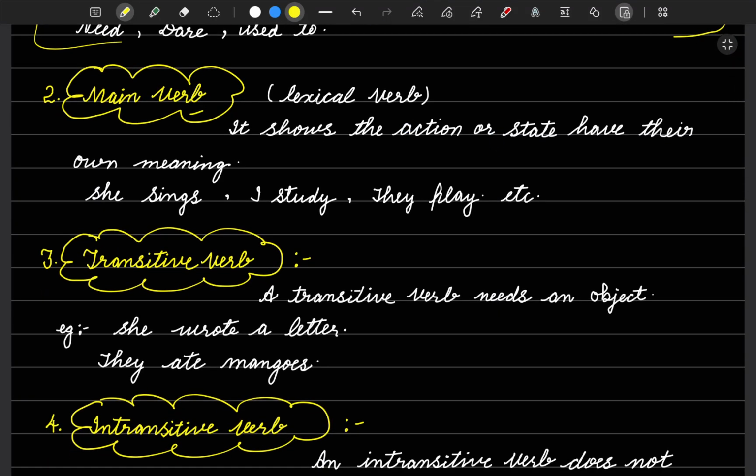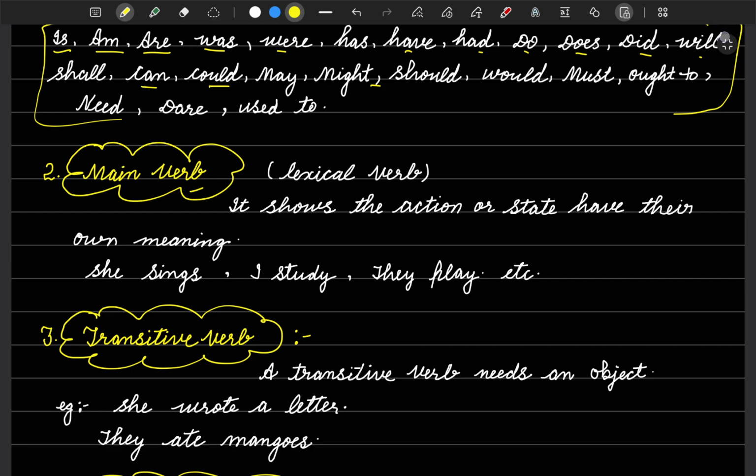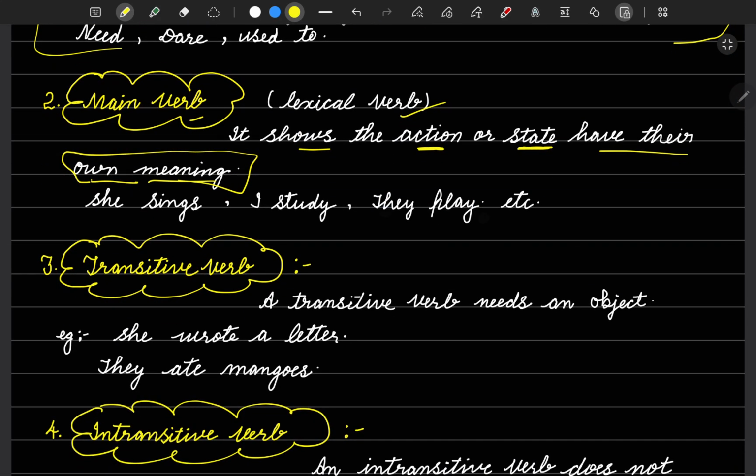Number two is main verb. What is main verb? We can say it lexical verbs too. It shows the action or state and has its own meaning. What is main verb? Main verb shows the action or state and it has its own meaning. Helping verbs don't have their own meaning, but main verbs have their own meaning. For example, she sings. Sings is the main verb. I study. They play, etc.